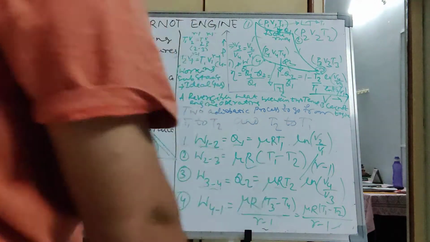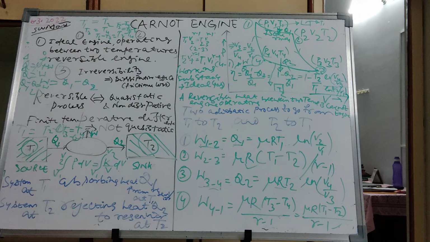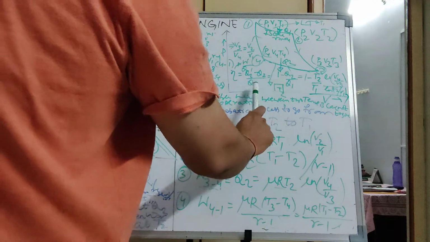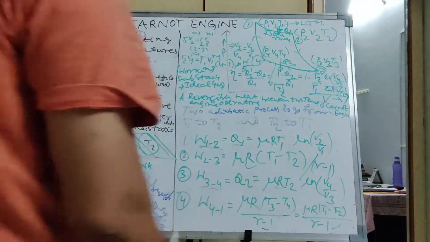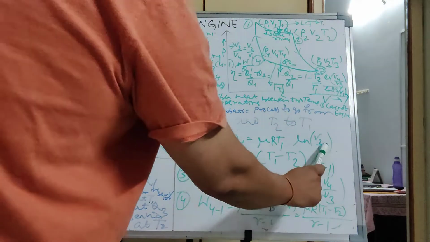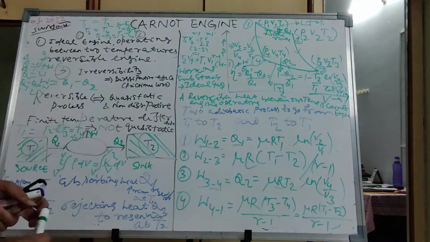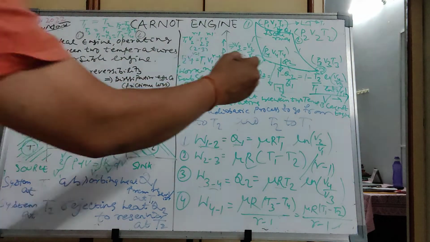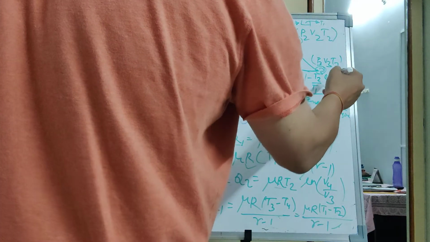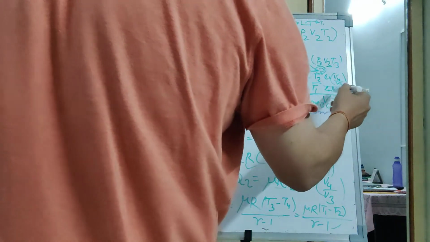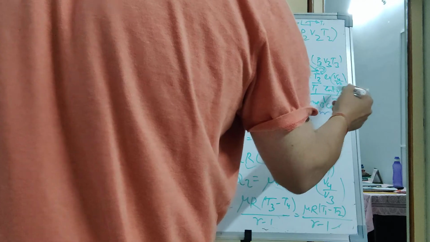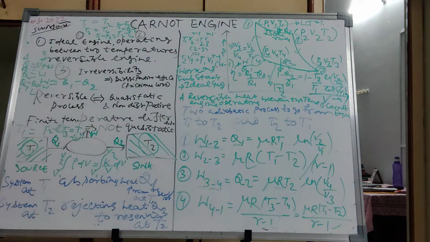So you forget about the adiabatic ones. You just think about these two isothermal ones. So Q1 minus Q2 divided by Q1 is nothing but 1 minus Q2 by Q1. So Q1, you know this term, Q2, you know this term. When you replace it here, you will get 1 minus T2 by T1 into ln V4 by V3 divided by ln V2 by V1.